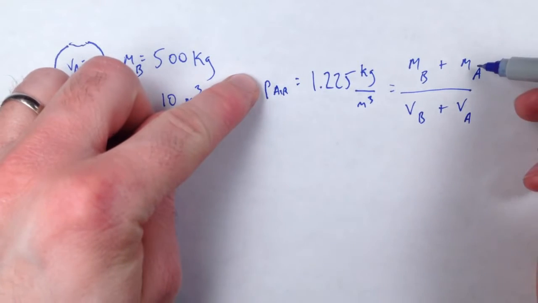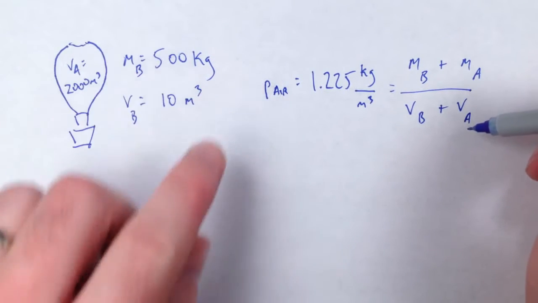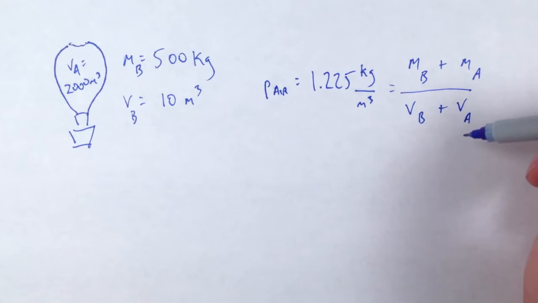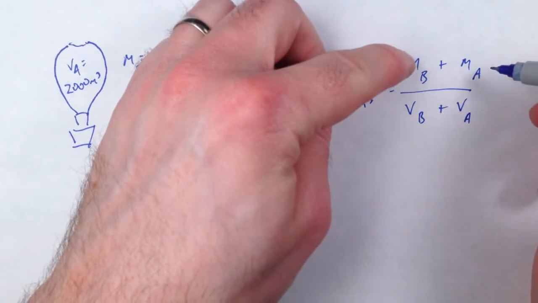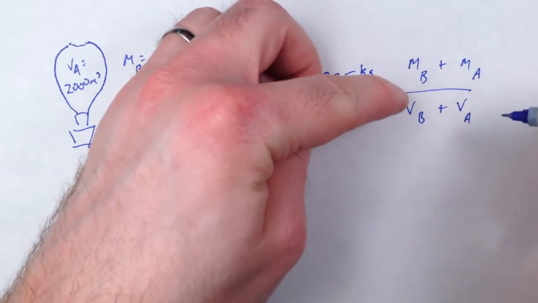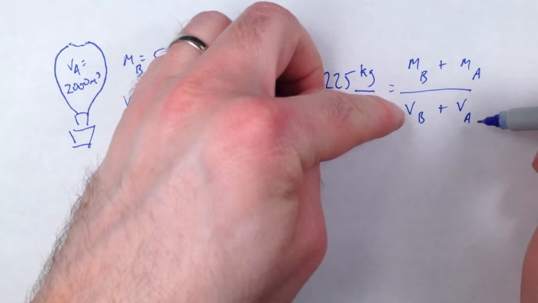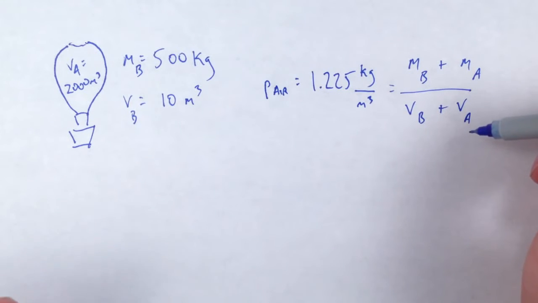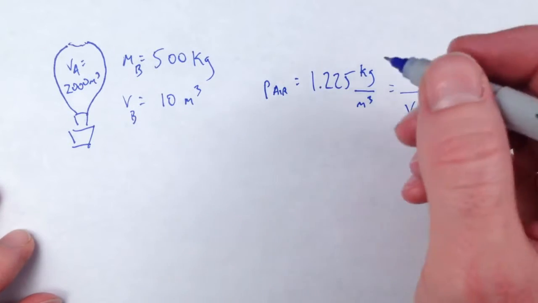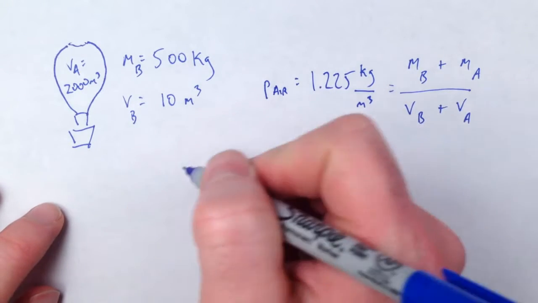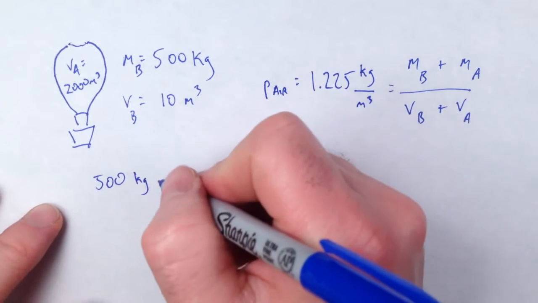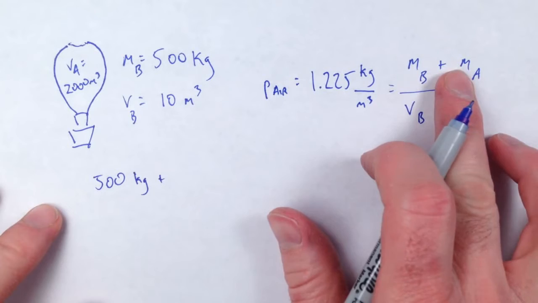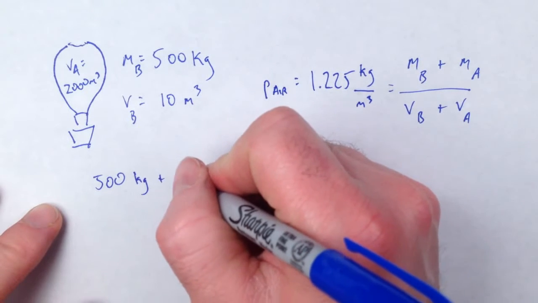Density is always mass divided by volume. Since we're talking about the density of the combined balloon and air it contains, that's why I've got the sum of the masses in the numerator and the sum of the volumes in the denominator. So let's just fill in the values that we know, see what we don't know, and we'll just have to solve for them. So the mass of the balloon we know, 500 kilograms. The mass of the air inside, though, that's actually what we don't know.